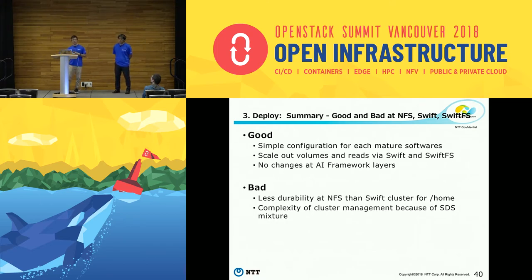And from the storage perspective, the good thing is that we can use a simple configuration for each mature software. That's because NFS is mature and Swift is absolutely mature for us. Swift can be scaled out, and that also works well with parallel reads for machine learning. Basically, we don't have any problem with the AI framework reading data from SwiftFS.